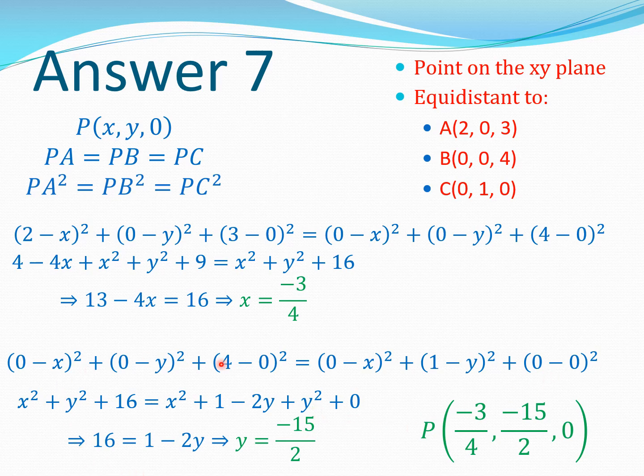So I am going to simplify this. Again, there is a cancellation on x square and y square, and I'm going to get 16 on this side. This is equal to 1 minus 2y. So y is going to be minus 15 by 2. So the point has coordinates minus 3 by 4, minus 15 by 2, and of course the z coordinate is 0 because this lies in the XY plane.